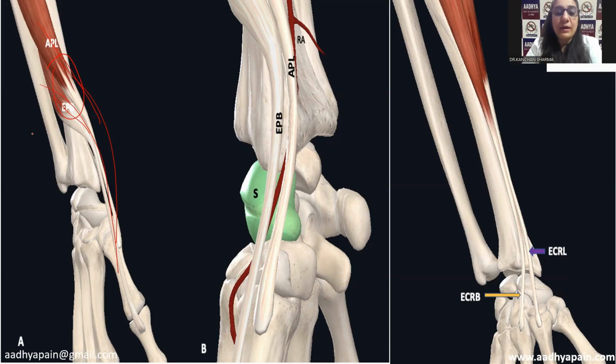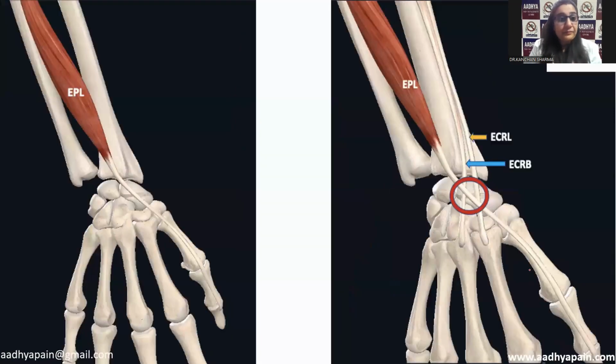Now, if you see the tendons of the second compartment, they are ECRL and ECRB. They are coming from the radial side, and then they are moving towards our second and third fingers. Then the third compartment, that is Extensor Pollicis Longus. This also comes from the ulnar side, and it has to travel and go, and it attaches to the base of the distal phalanx of your great toe. So that is compartment 3.